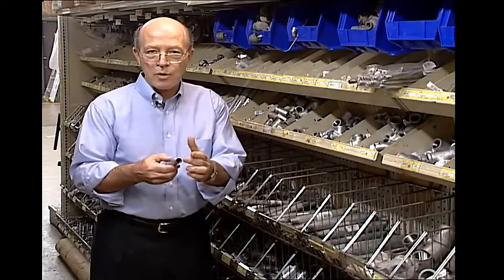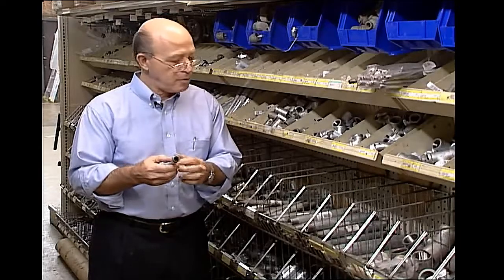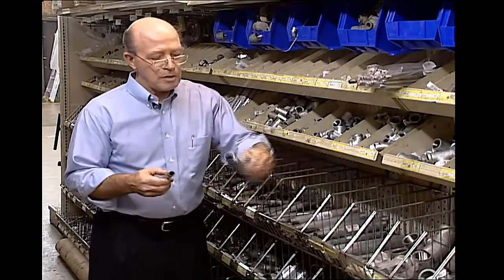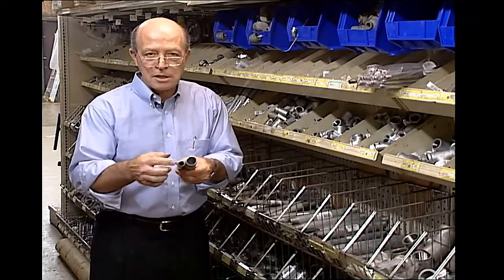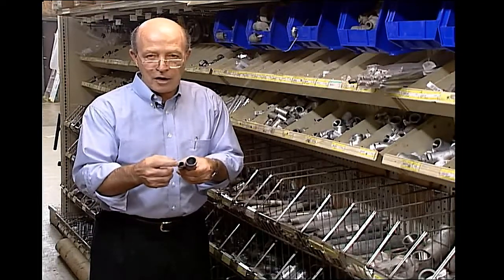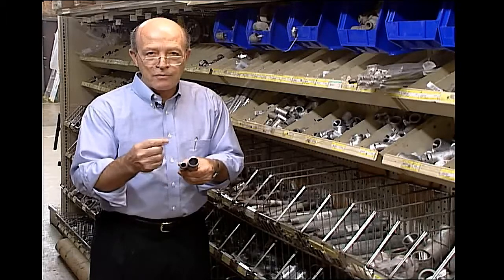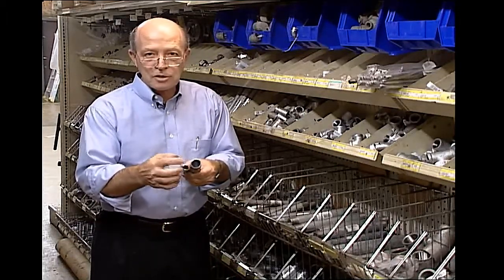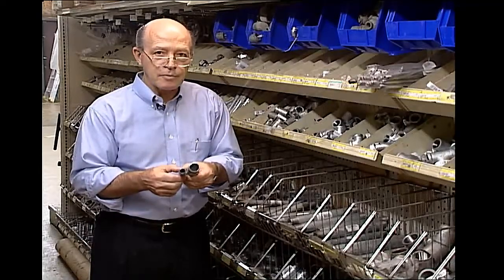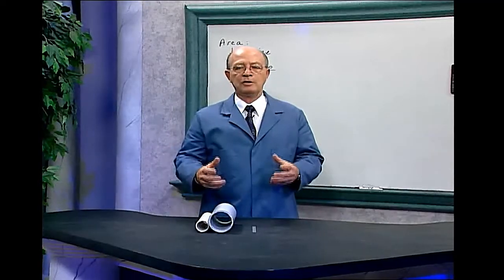This is a piece of 1/2 inch galvanized pipe. This is a 1 inch piece. The 1 inch is twice the diameter of the 1/2 inch piece. Figure out in square inches the area of each piece of pipe. Let's find the area of these two pipes.